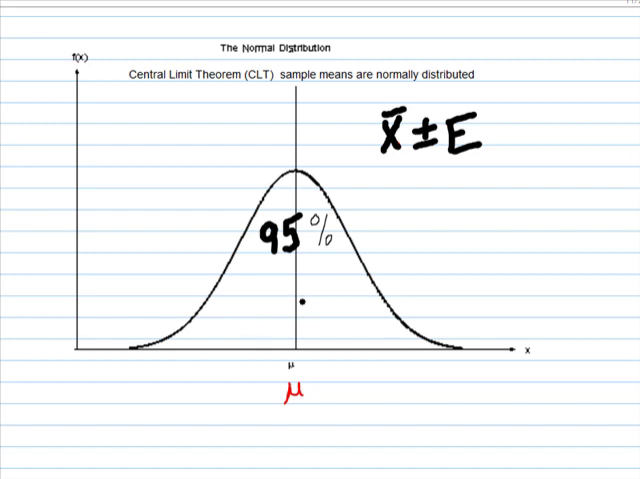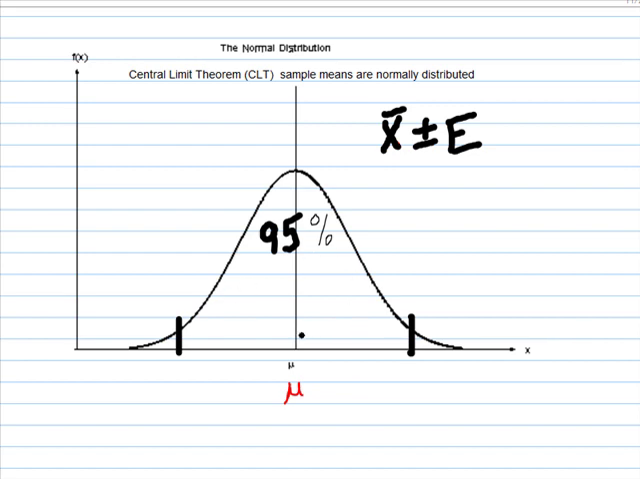Since they're distributed in normal fashion, then 95% of my sample means will fall within some region, say from here to here. So 95% of the sample means will fall in this region.